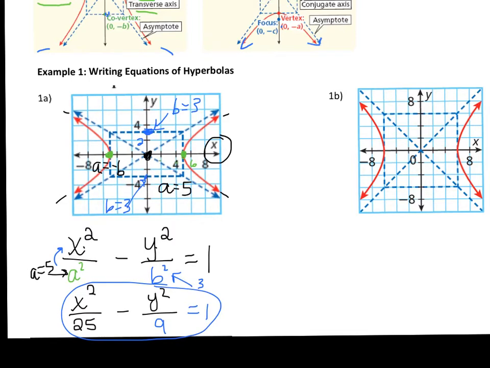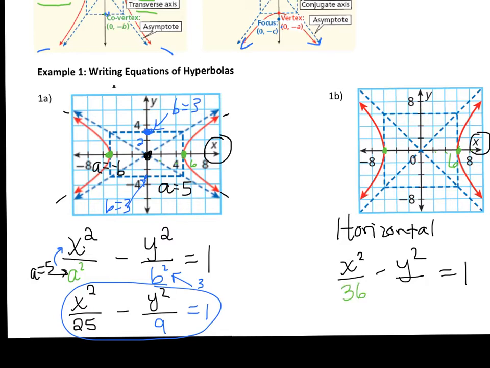Same thing on the next one. We have a horizontal hyperbola. That means the x squared will come first. We'll have a minus, then we'll have y squared. And now we just have to figure out what a and b are. Let's see, here and here: 2, 4, 6, 8. So a is 6. So underneath the x squared, we're going to put 6 squared, which is 36.